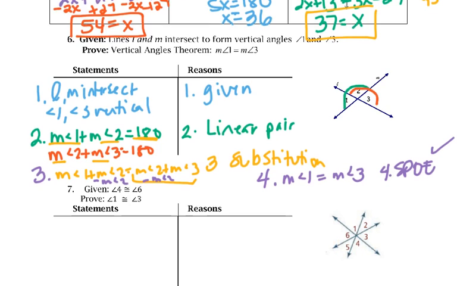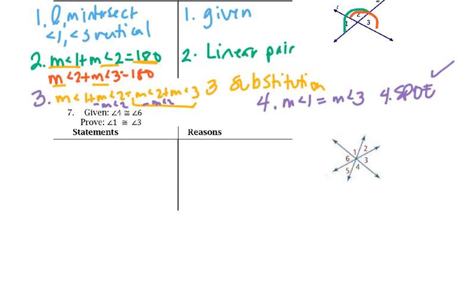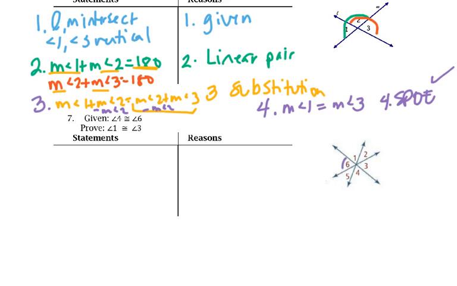So let's look at number 7, and let's look at what we are given and then where we have to get. Okay, so we're given that angle 4 is congruent to angle 6. So I'm going to mark that. Okay, so all right, those are congruent.